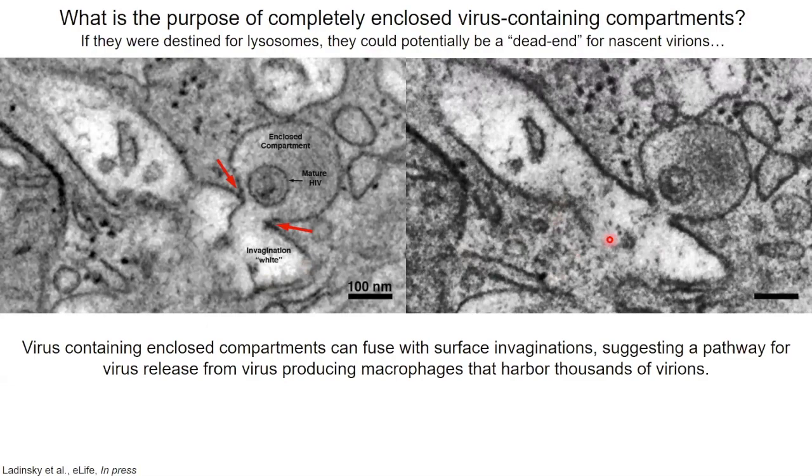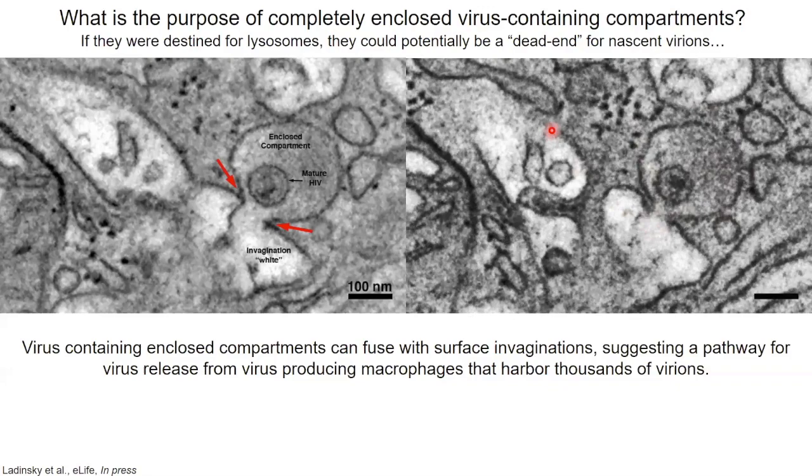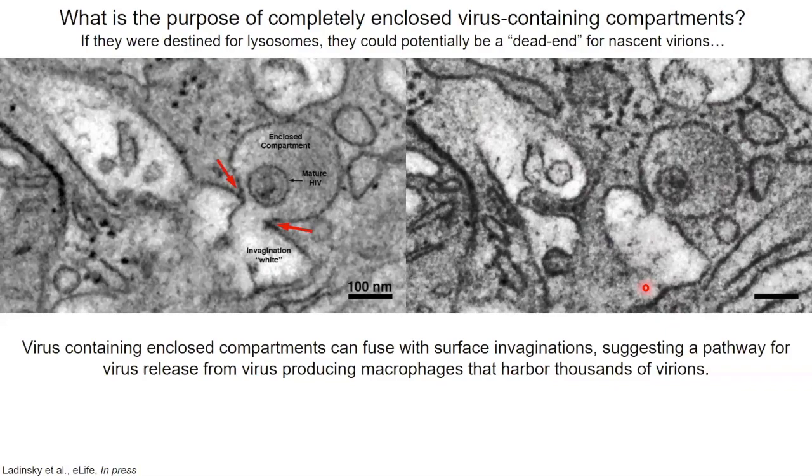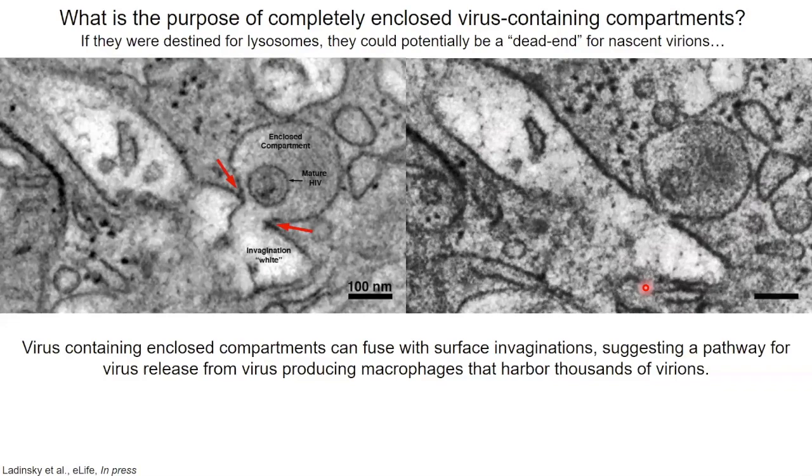If we look at this in 3D, there's the HIV virion right there. Here you can see a compartment that goes away completely. Then you can see the periphery of the compartment, and then it fuses with the plasma membrane and the plasma membrane invagination. So this is potentially a mechanism by which these viruses in compartments can dump their contents and then go out and potentially infect a new cell as a free virus.